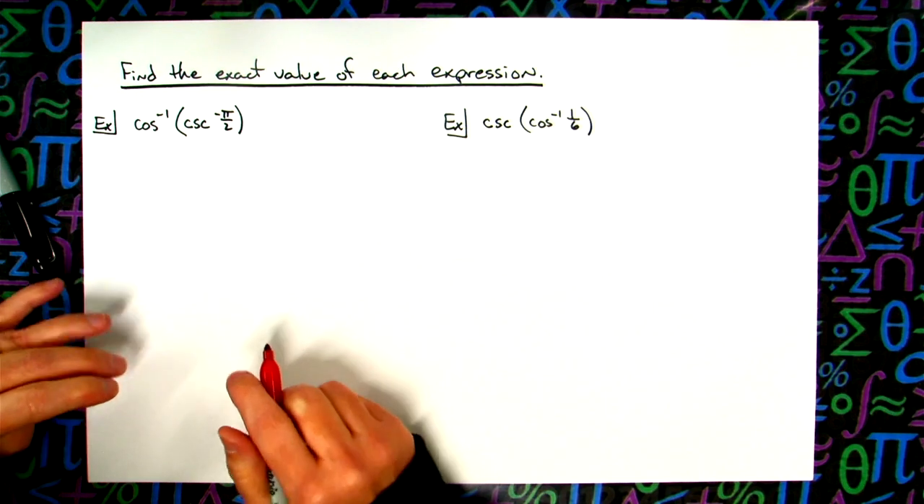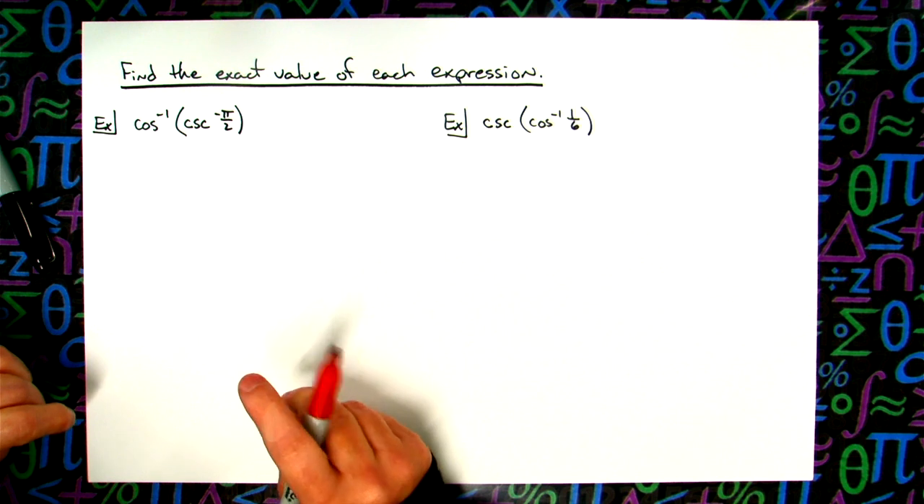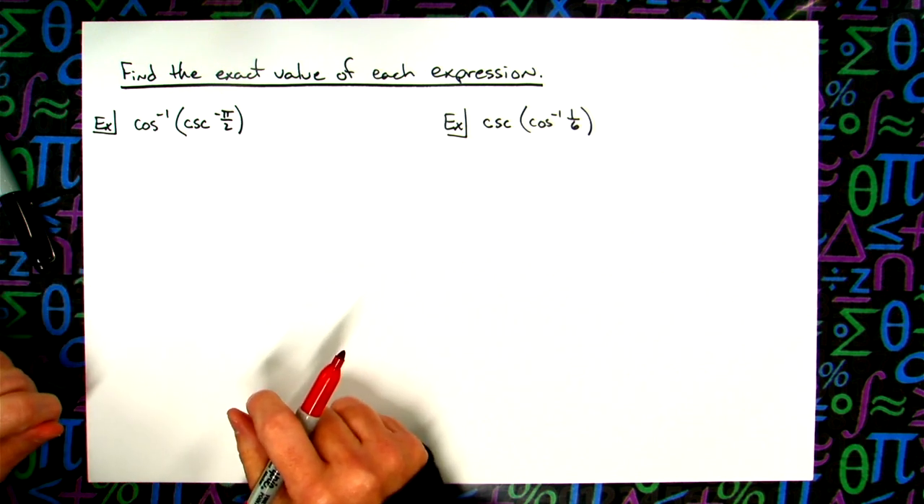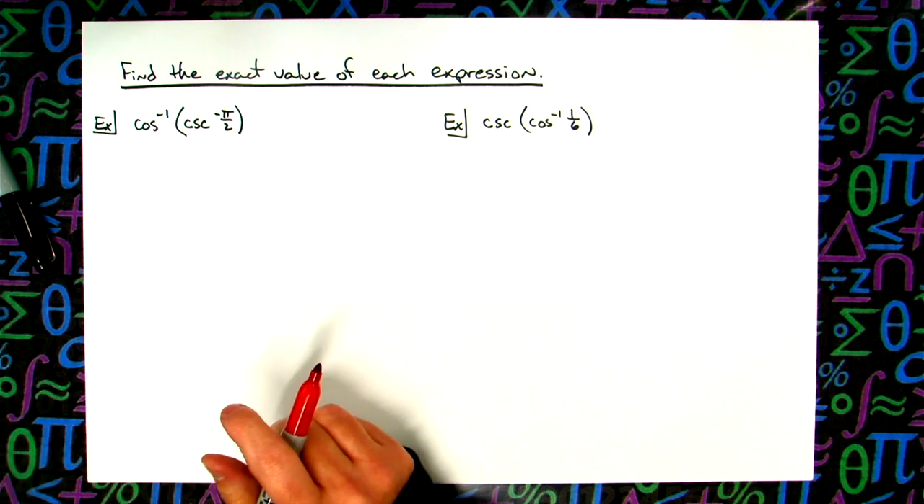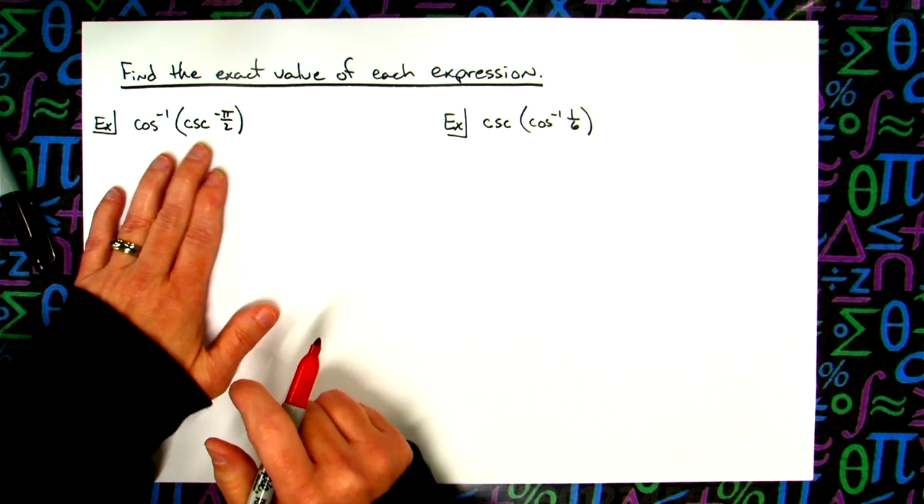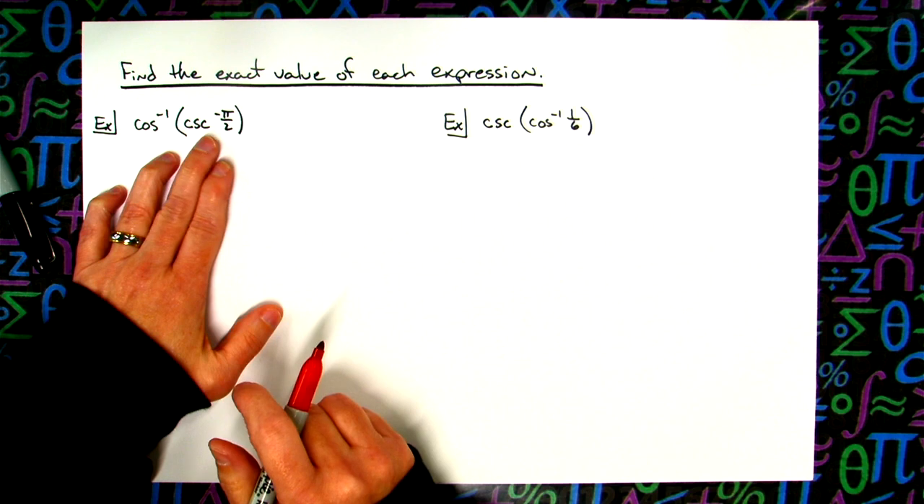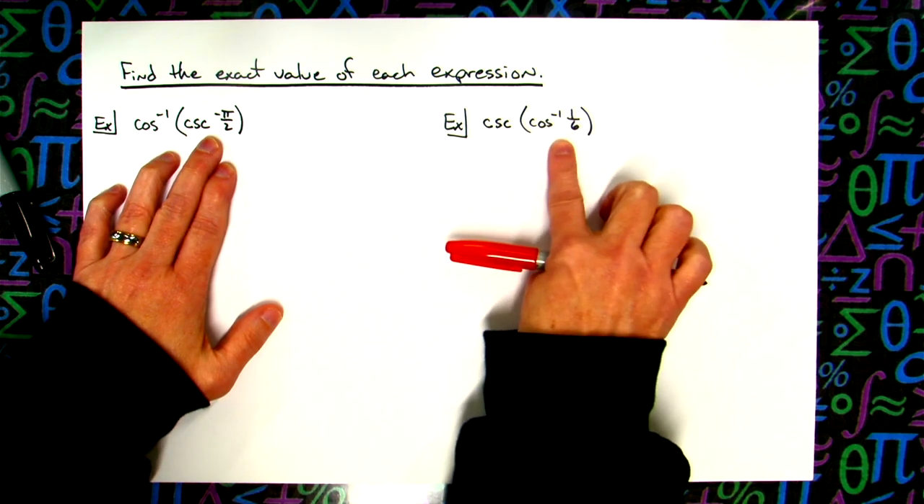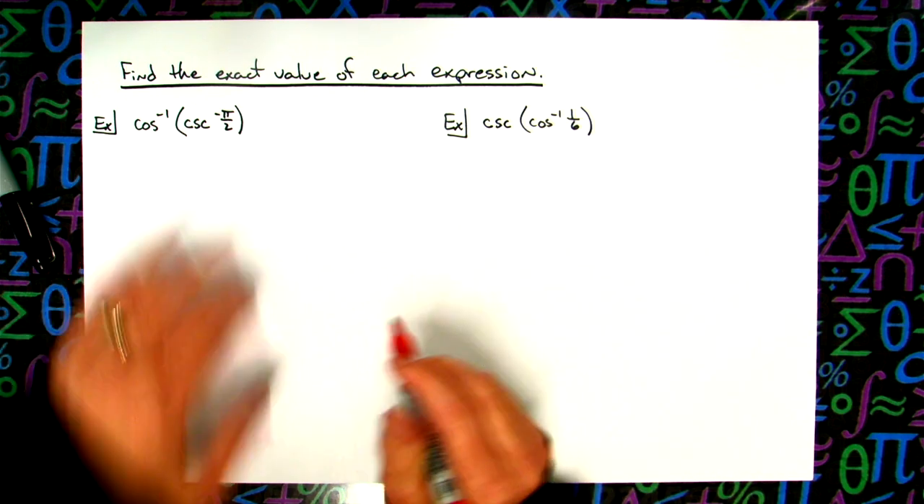Okay, in this video we're going to take a look at just a couple of trig problems where we need to find the exact value of the expression, and they do involve those inverse trig functions. This one, the inside portion is not an inverse. In this one, the inside portion is an inverse. So it will be two different approaches here.